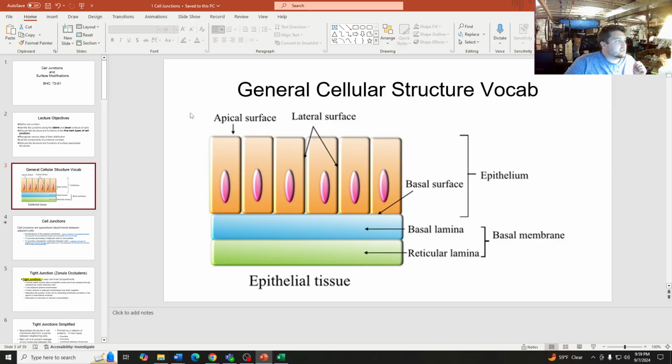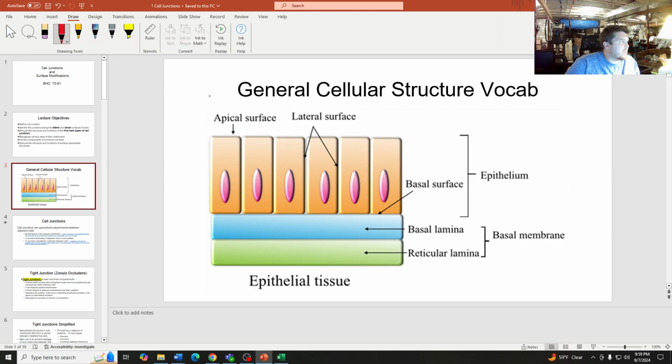Little vocab, apical surface. That is the surface that is facing towards the opening. So if we're looking at the intestines, the apical surface is what is going to the empty space in the middle of the intestine, where the food and stuff is going to be passing through. Lateral surface is where the epithelial cells are connected side to side. Basal surface is on the bottom, and they connect to a basal membrane made up of a basal lamina, and then a little bit deeper, a reticular lamina.